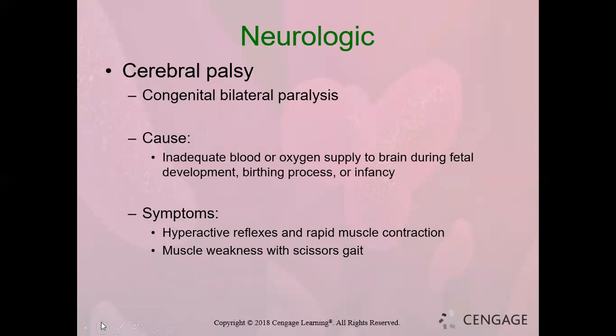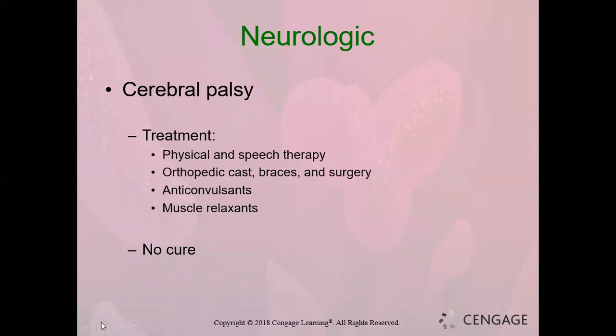Cerebral palsy is a congenital bilateral paralysis. It's caused by inadequate blood or oxygen during their development, birthing process, or infancy. There are some lawsuits out there about this because if they feel like it's due to the fault of the physician who is delivering. I don't know if that's necessarily the case, but these babies will have muscle weakness. They will have rapid muscle contraction. It's kind of a sad thing. They're going to do therapies, they're going to treat it, but there is no cure.